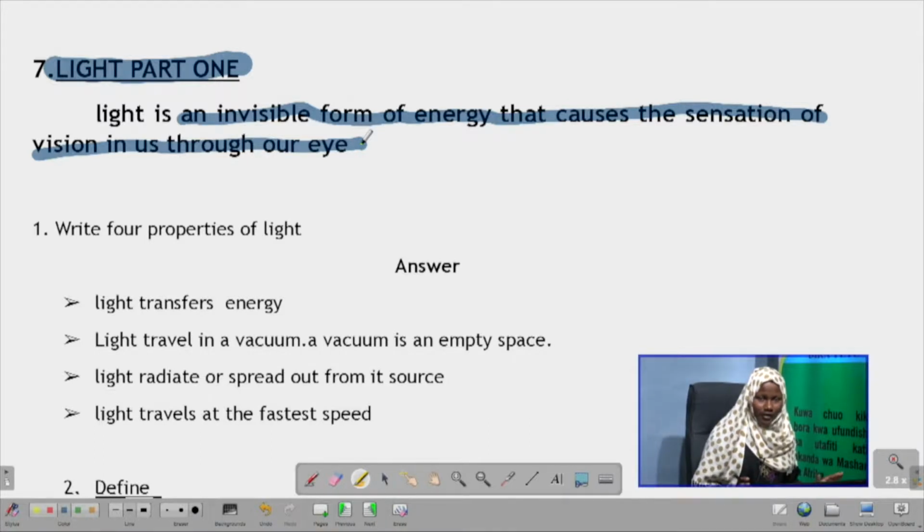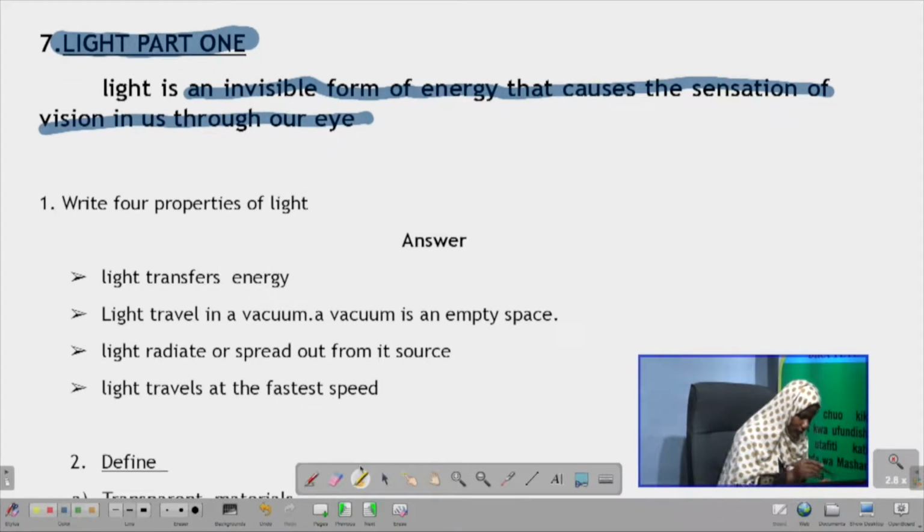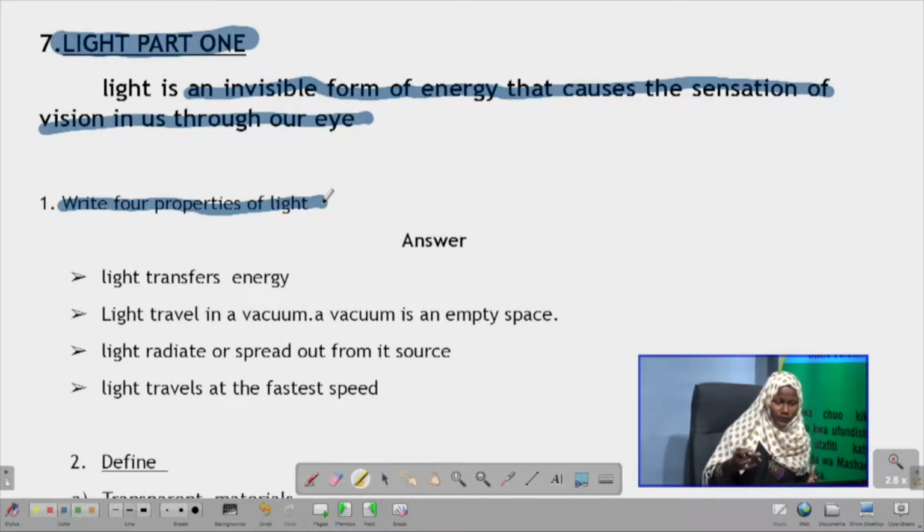And now we are going to solve a few problems about light. The first one is: write four properties of light. We have already said that light is an invisible form of energy, which means you cannot see it. So how does light behave? How can you characterize light? These are the properties of light that we are going to discuss.